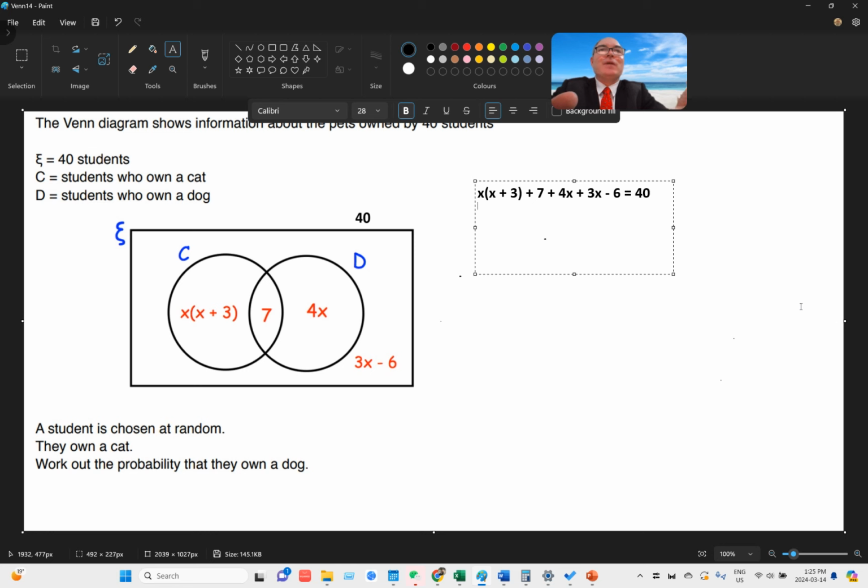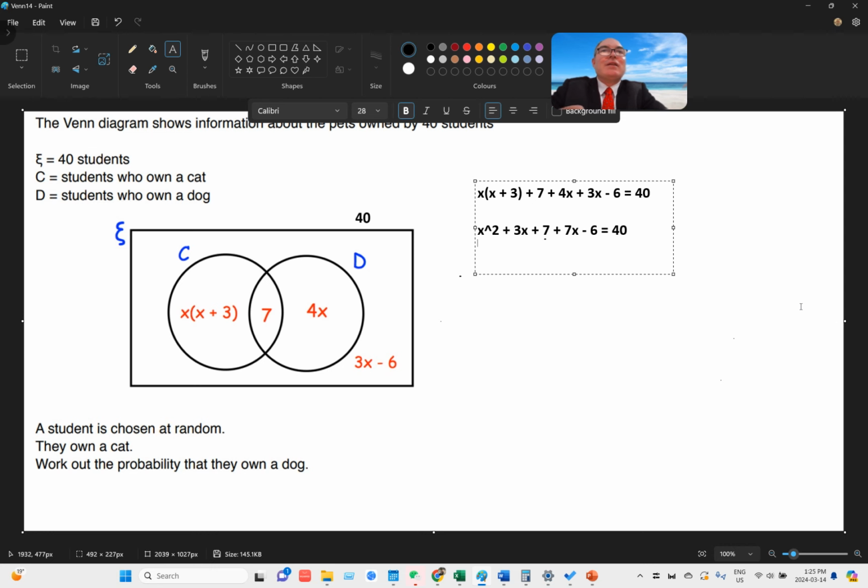All right, then. Oh dear, it looks like we have a quadratic. This is x squared plus 3x, since I've multiplied through the brackets, plus 7, plus 4x plus 3x, that's 7x, minus 6, is equal to 40.